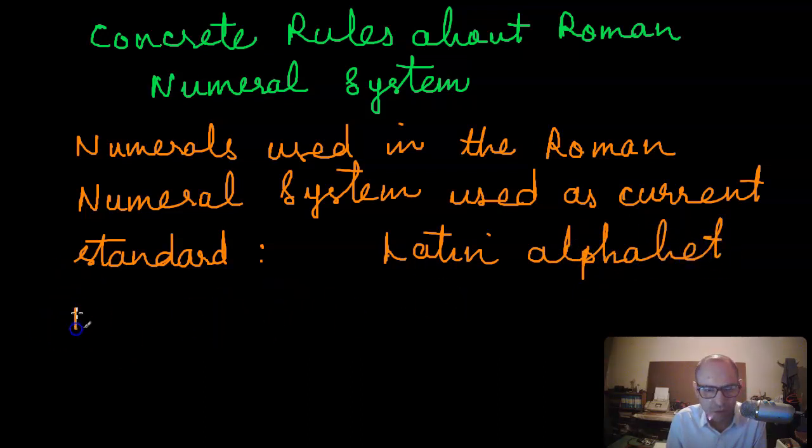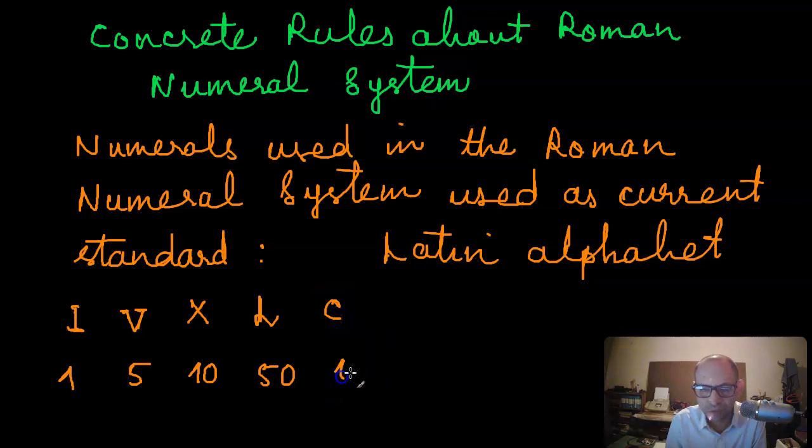So these are I, whose integer value would be a 1. There is a V whose integer value is a 5. There is the X whose integer value is a 10. There is the L whose integer value is a 50. There is the C whose integer value is 100. There is the D whose integer value is a 500. And there is the M whose integer value is 1000.